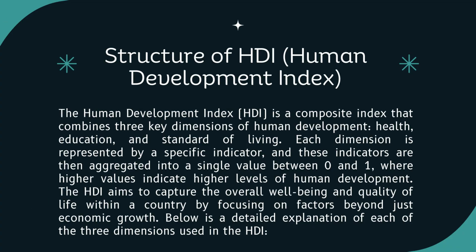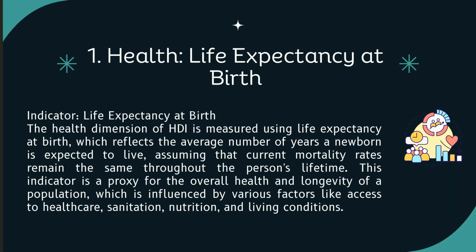Structure of HDI, Human Development Index. The Human Development Index, HDI, is a composite index that combines three key dimensions of human development: health, education, and standard of living. Each dimension is represented by a specific indicator, and these indicators are then aggregated into a single value between 0 and 1, where higher values indicate higher levels of human development. The HDI aims to capture the overall well-being and quality of life within a country by focusing on factors beyond just economic growth.